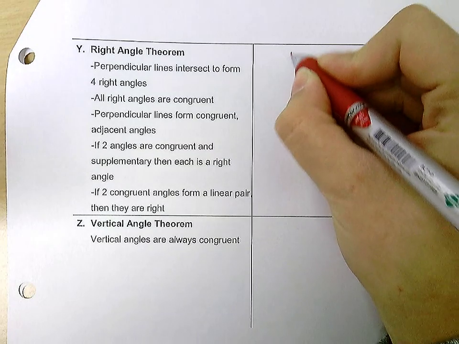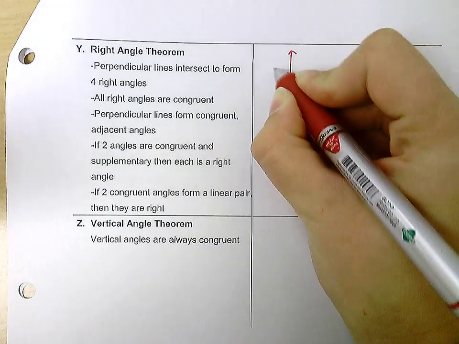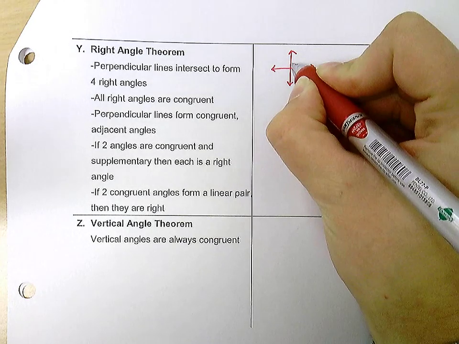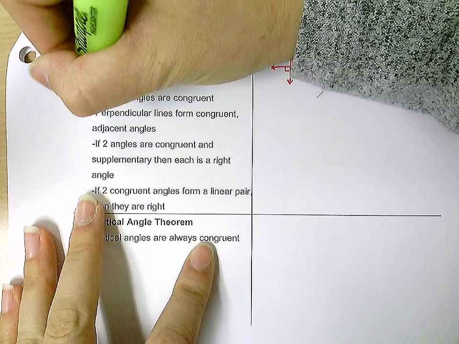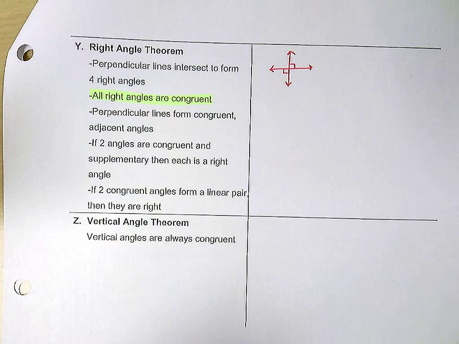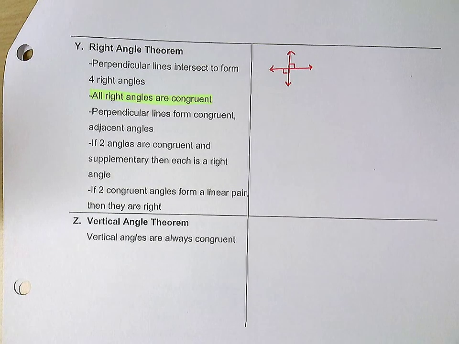If you're given perpendicular lines, they intersect to form those 4 right angles. That's always true. Now the one that you're going to use the most often with the right angle theorem is that all right angles are congruent to each other.